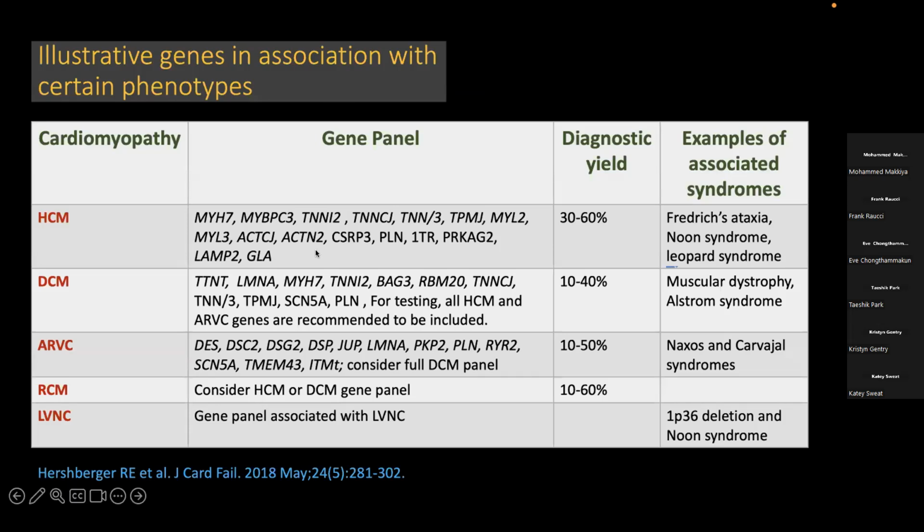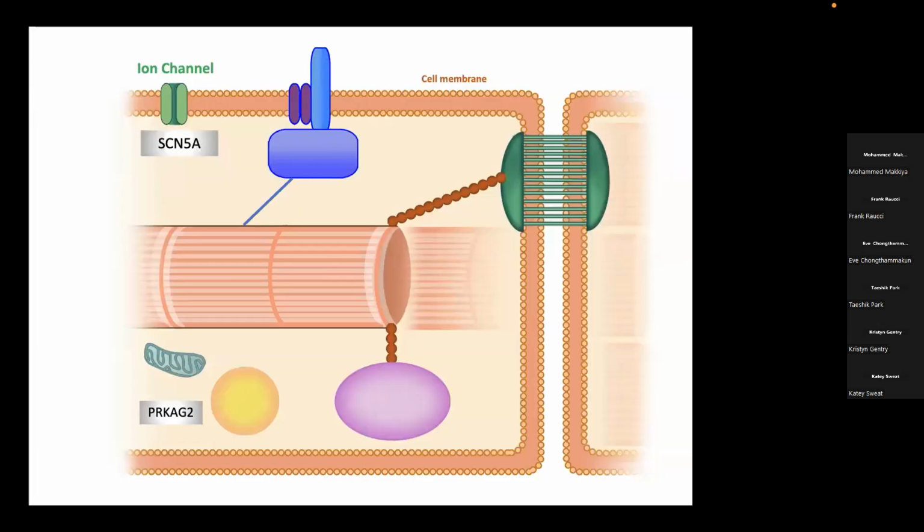These are illustrative gene panels that are run when they see these cardiomyopathies: HCM, dilated cardiomyopathy, ARVC, and there are different syndromes associated with these different morphologies of cardiomyopathy. But you can see here the diagnostic yield is usually very variable, from 10 to 60%. So putting things together with the cardiac MRI is very helpful in those patients.